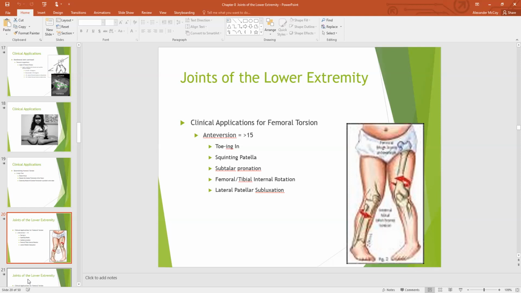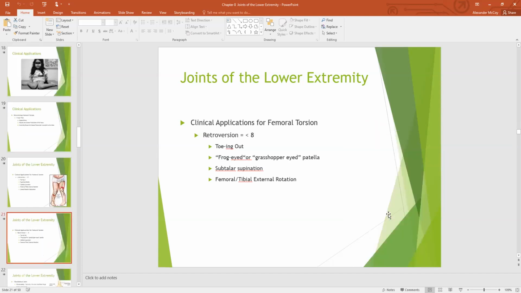So like this model right here, where the knees are kind of knock-kneed. It's called squinting patella whenever the knees are coming together, those kneecaps. We're going to have pronation at the subtalar joint. We're going to have internal rotation, and you're going to set yourself up for lateral patellar subluxation. And if you've ever subluxed a kneecap before, it's not fun.